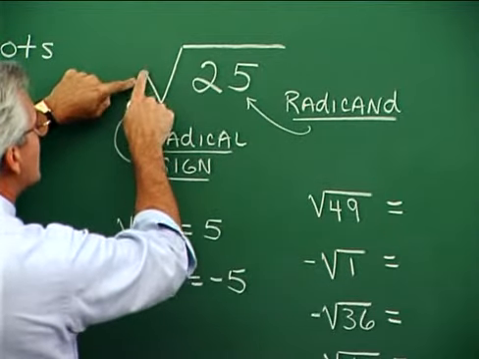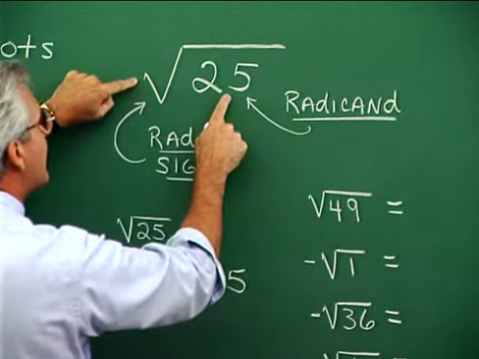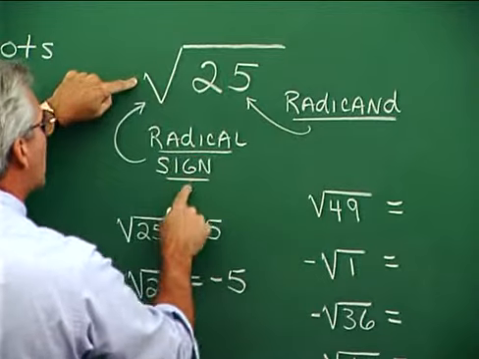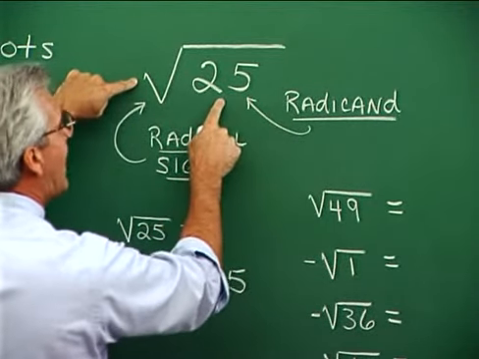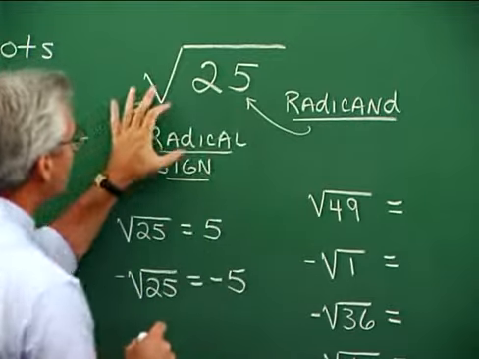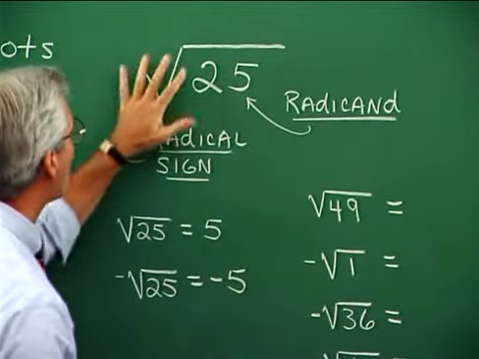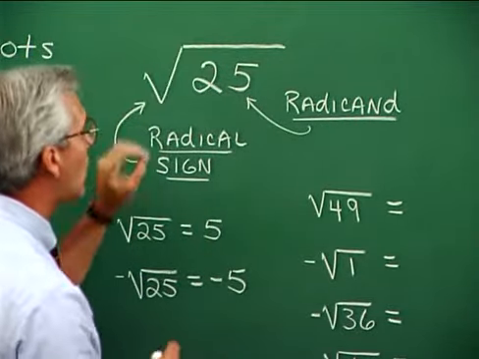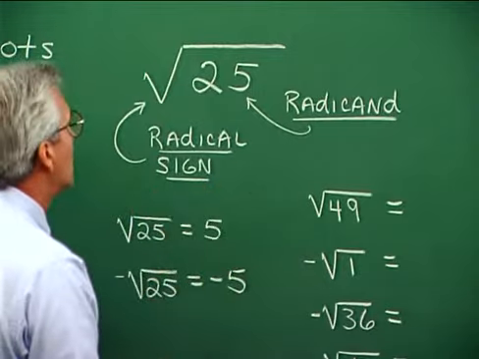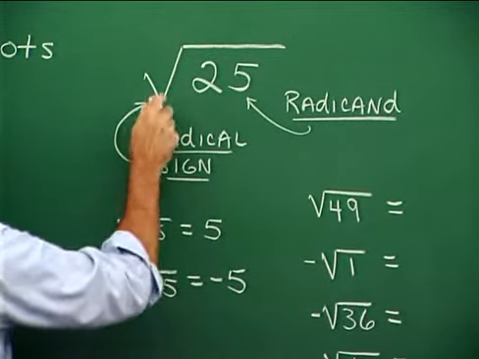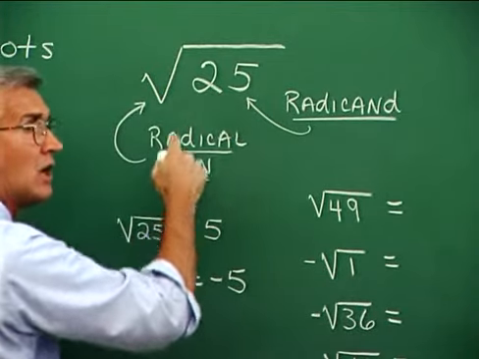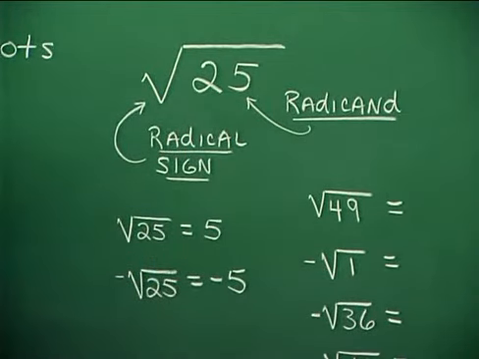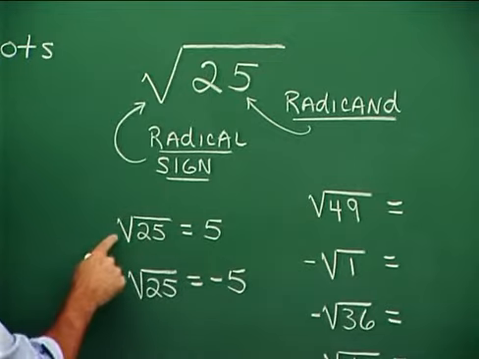And we read this, the square root of 25. This symbol is called a radical sign. The number under the radical sign is called a radicand. And the radical sign along with the radicand, this whole business right here, is called a radical. All right, now this is the request for the positive square root of 25, often referred to as the principal square root of 25.